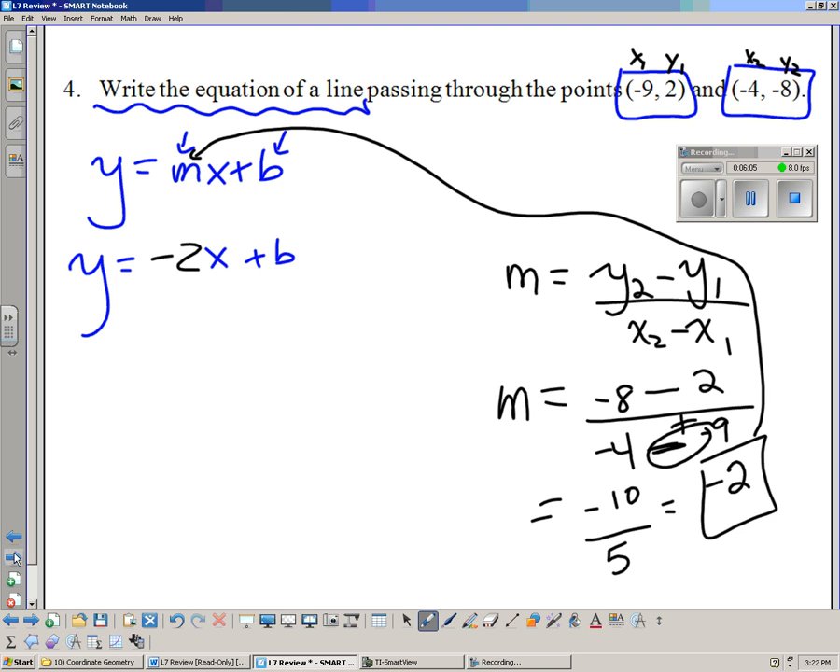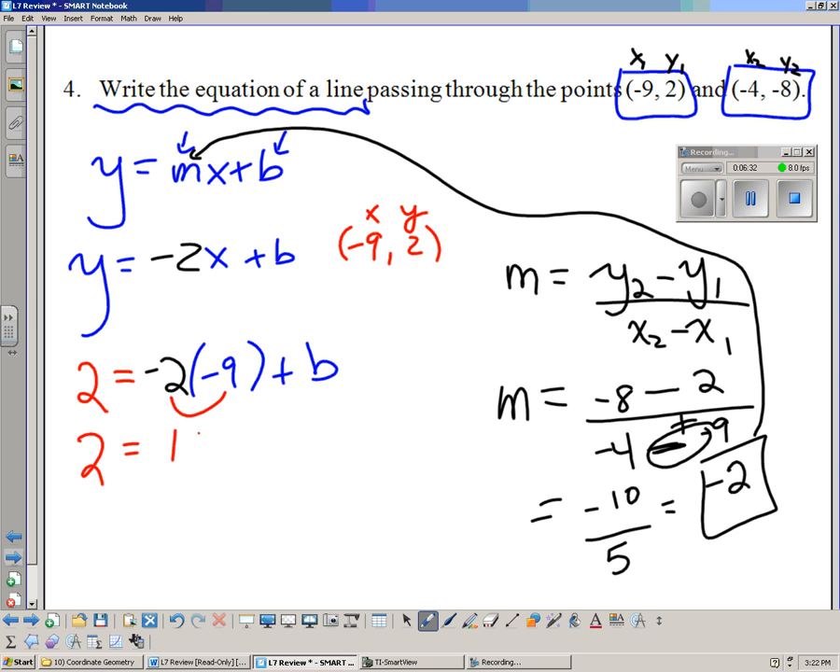They gave us 2 points, negative 9, 2, and negative 4, negative 8. Choose one of them. Doesn't matter which one. I'm going to choose negative 9, 2, and I'm going to take its x and y and plug them in for x and y. So I'm going to say 2 equals negative 2 times negative 9 plus b. So we have 2 equals negative 2 times negative 9 is 18 plus b. Minus 18, and b is negative 16.